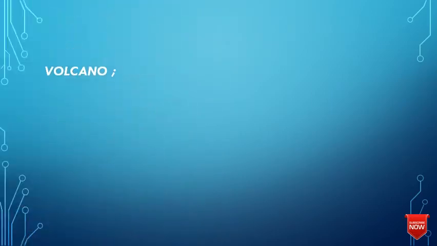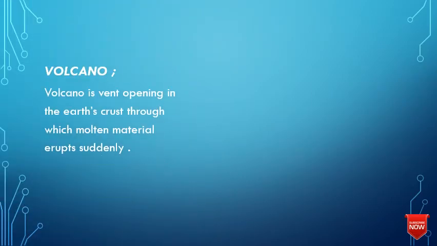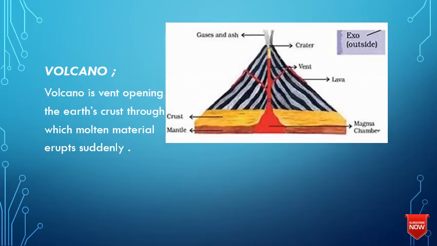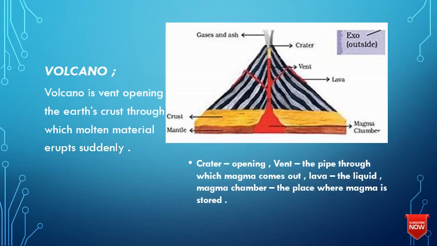Now, volcano. Volcano is a vent opening in the Earth's crust through which molten material erupts suddenly. This is the picture and the drawing and also the labeling of the volcano. Now let's see what these parts are.